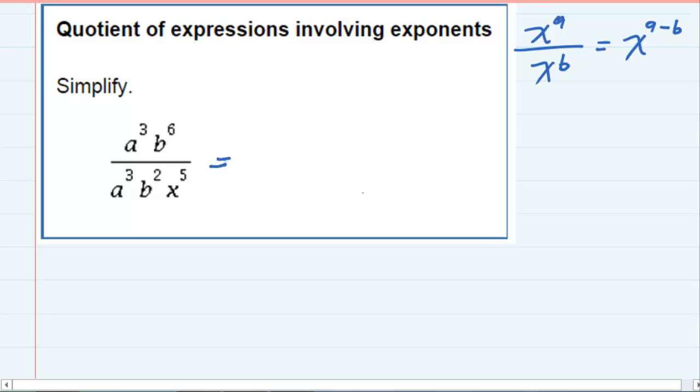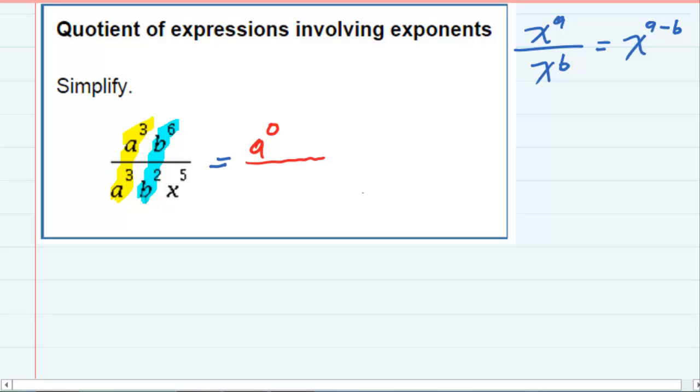So doing that for the a's, since I've got a to the 3rd on the bottom and a to the 3rd on the top, my rule says that I can keep the base, which is a, and make that to the 3 minus 3, which is 0. Now I'll come back and clean this up in a few minutes, but let's do the same thing for the b here.